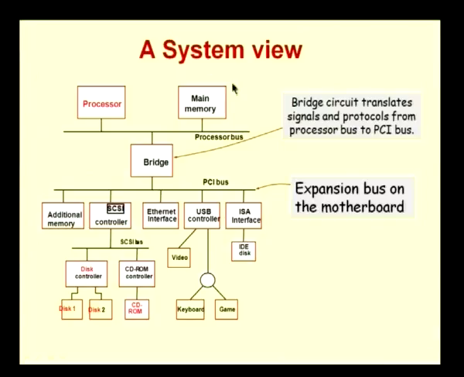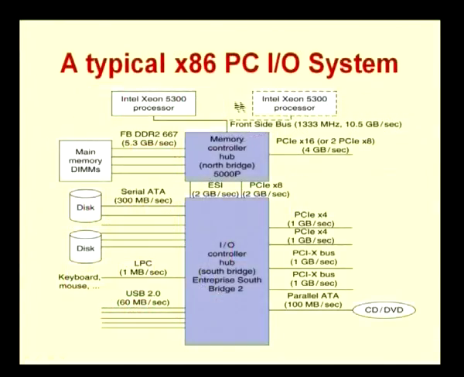If you open up your PC and look, this is typically what you will see on the motherboard. This is again another view of a typical x86 PCI system. So, I was talking to you about a north bridge and a south bridge, right. This is typically what it will look like. Here we are looking at an Intel Xeon processor. The bus that connects the processor to the memory controller is normally referred to as the front side bus.